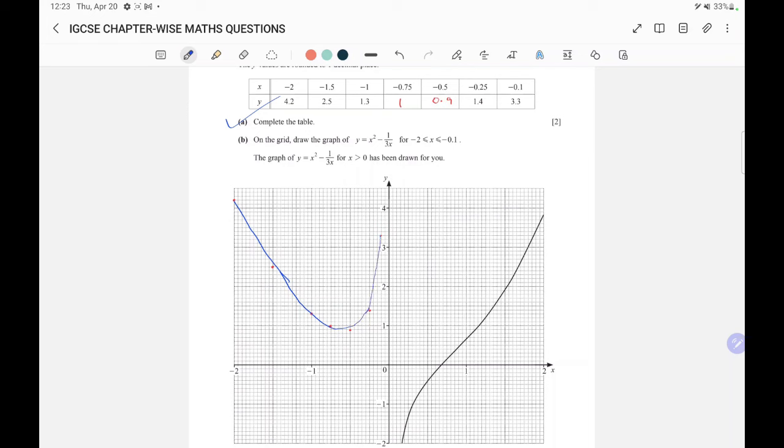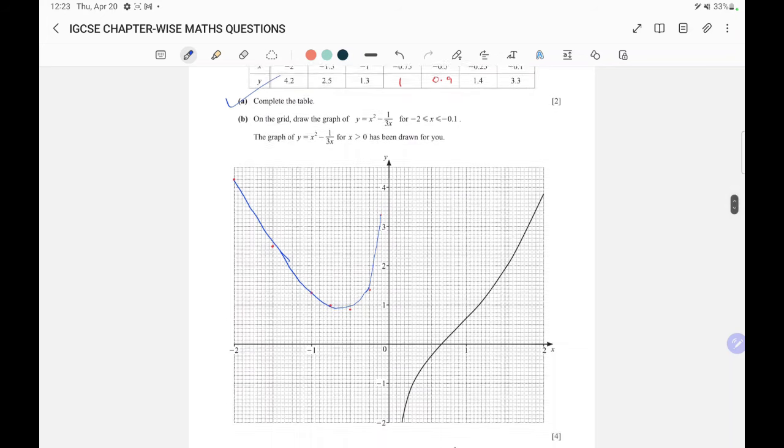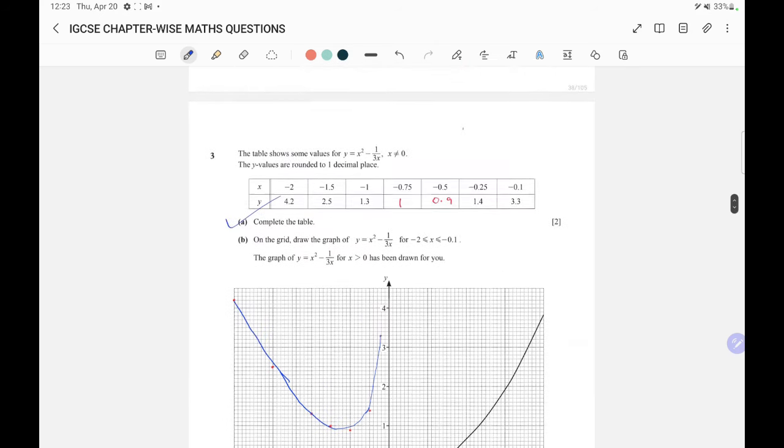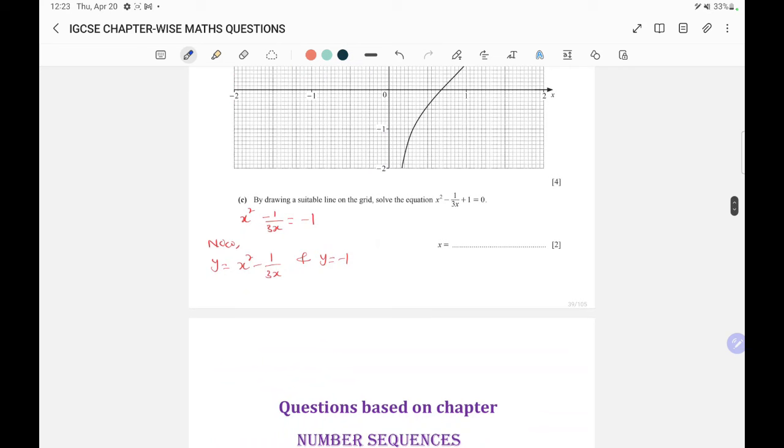Okay, fine. Now on the grid, the graph. That's fine, we did that. Next, by drawing a suitable line on the grid, solve the equation. So x squared minus 1 over 3x is given, right? So can we shift this one to the right side? So I will get x squared minus 1 over 3x equals minus 1.